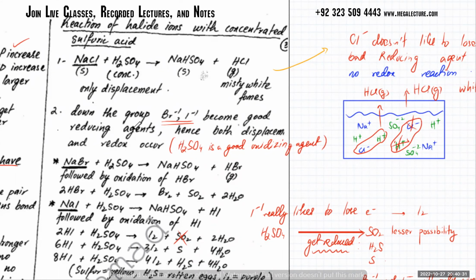So the first one, how do you form HCl? The way you form HCl, and you have to remember this reaction, is you add NaCl with concentrated H2SO4. NaCl is normal table salt. And a displacement reaction happens where HCl gas gets produced. So this is what's happening.